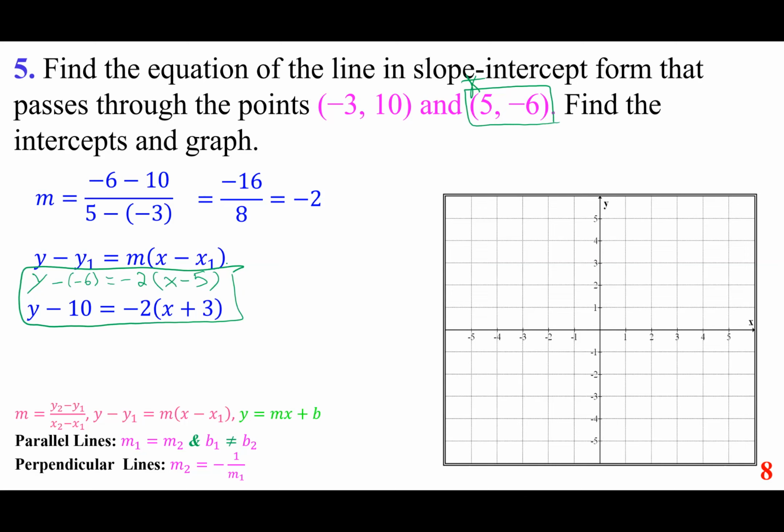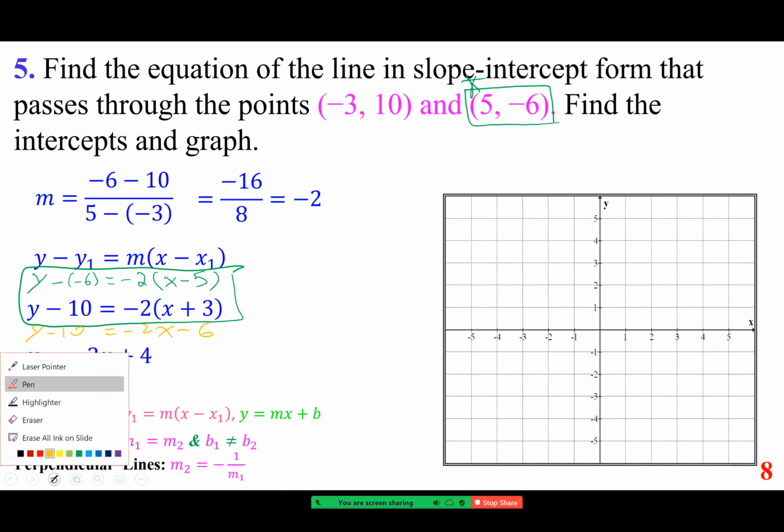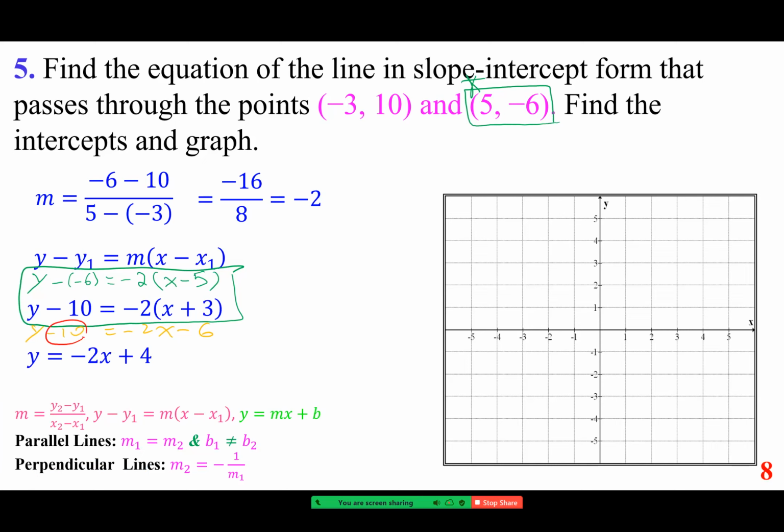So right at the bottom here, we get y minus 10 equals minus 2x minus 6. We are going to move the negative 10 and make it positive 10 on the right, and we get y equals minus 2x plus 4. Notice again, I want to make sure that when we move this, it's positive.